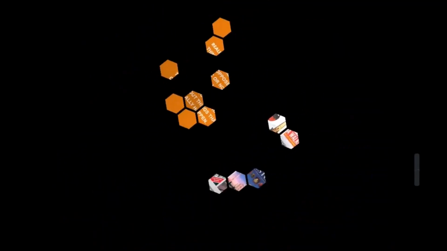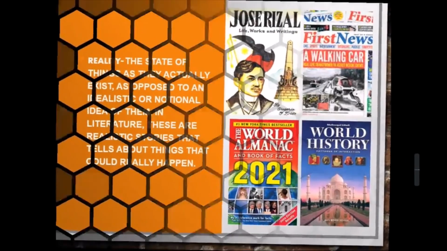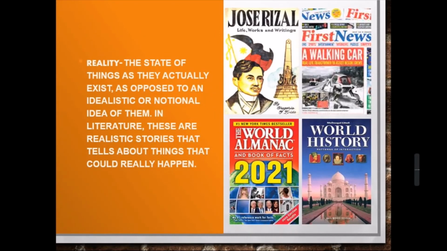So in literature, these are short stories and novels that describe imaginary events and people. Right. Now, reality in literature as well is a state of things as they actually exist, as opposed to an idealistic or notional idea of them. So it opposes the idea of fantasy because this is real. It really exists. These are realistic stories that tell about things that could really happen.